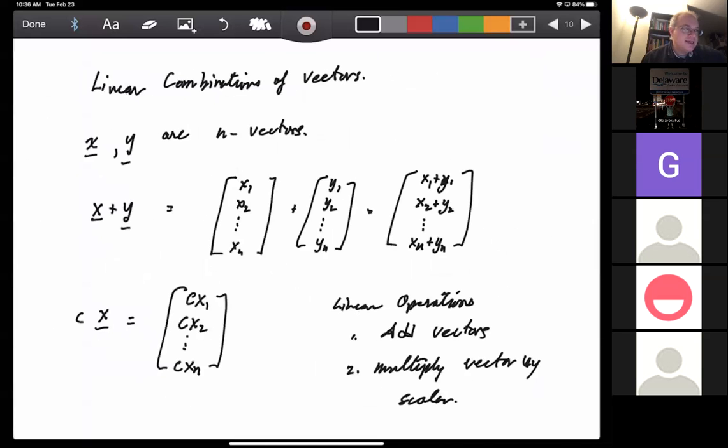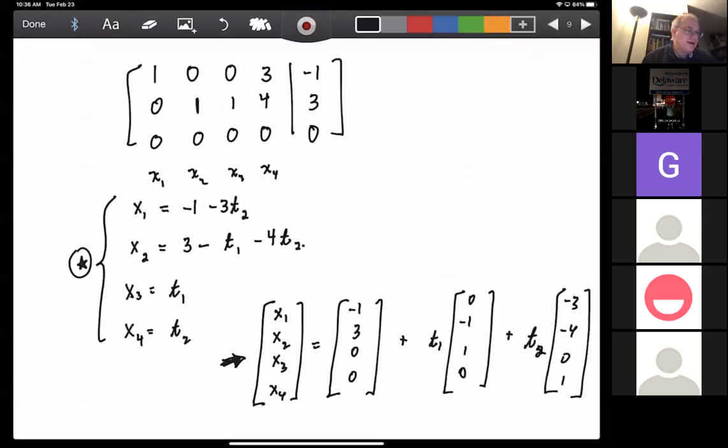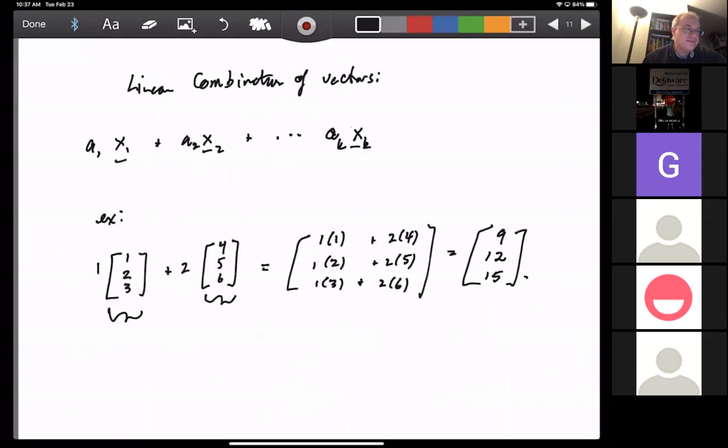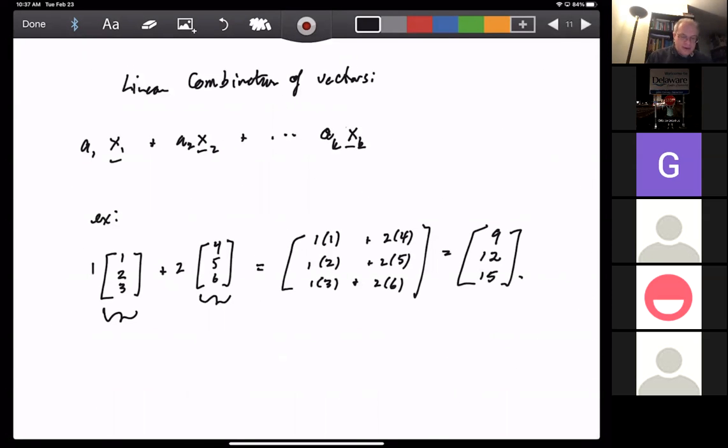Okay. So with this concept in hand, notice that we can think about the solution for our system that had free variables as a linear combination of different pieces, right? So I've got this basic piece, then some multiple of another piece plus another multiple of a different piece. So I've got a linear combination of three vectors, and in fact, an arbitrary combination because these coefficients are arbitrary.